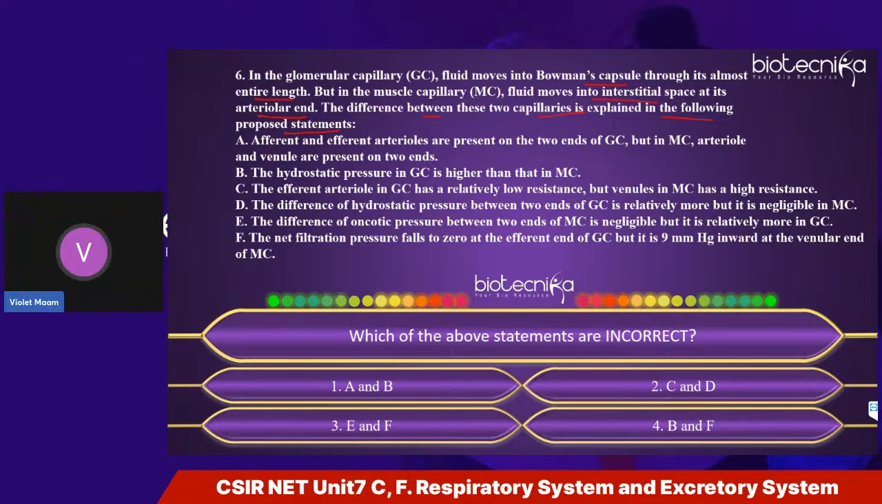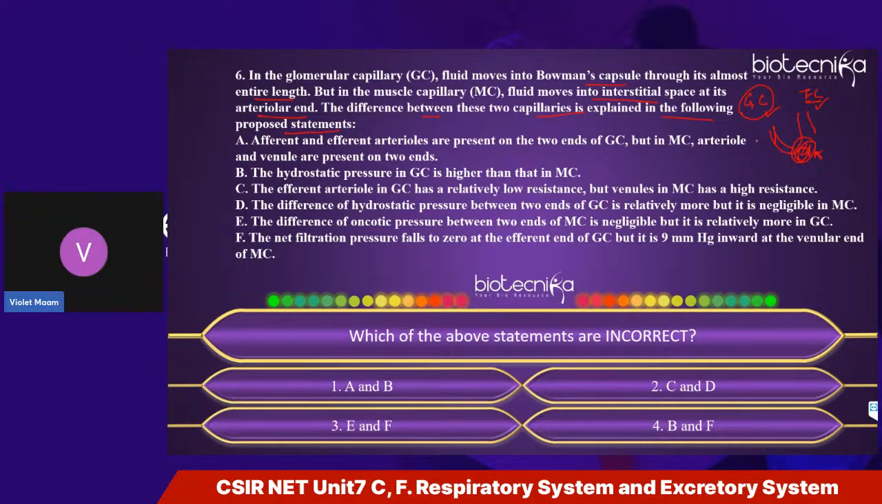I have many times mentioned that they give you questions based on comparison between the glomerular capillaries and the true capillaries or muscle capillaries. This is related to the capillaries, the arterioles, and the venules. But what are glomerular capillaries, and how are they formed? The afferent arteriole branches off to form the glomerular capillaries, and then the efferent arteriole. So here you don't have the venules. That is the difference.